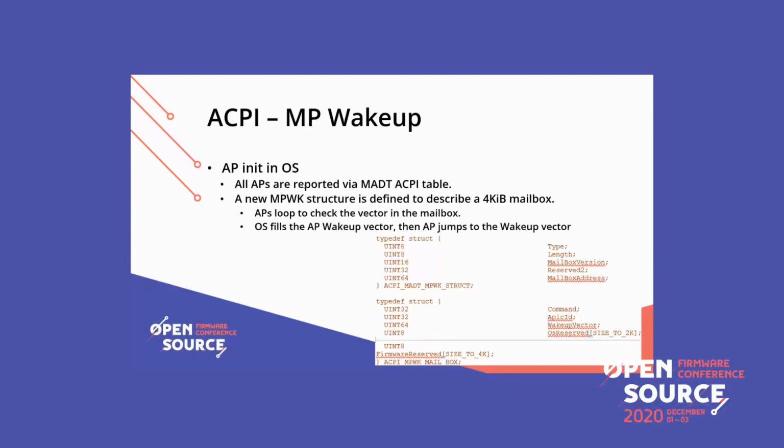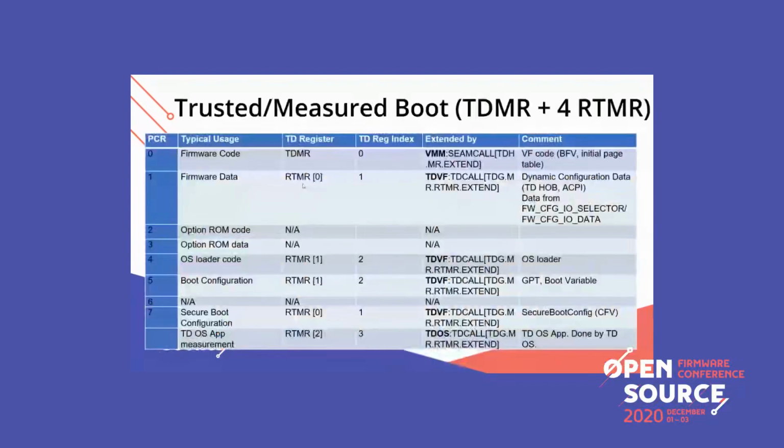TDX supports measurement and remote attestation. Similar to the TCG TPM-based static root of trust for measurement, the TDX boot flow extends the boot components into a set of measurement registers. The TPM defines 8 PCR registers for firmware boot. In TDX, there are two types of measurement register: one TDMR and 4 RTMRs.